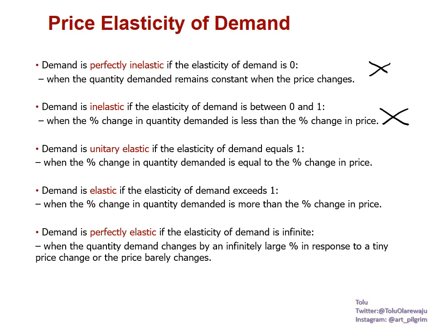The third condition is demand is unitary elastic if the elasticity of demand equals 1. What happens in this condition is the change in quantity demanded is directly equal to the percentage change in price. So you increase your price or you reduce your price and the percentage change in quantity demanded is directly equal to that increase or reduction in price. So everything cancels out. You increase your price, quantity demanded goes down by exactly the same proportion. You reduce your price, quantity demanded goes up by exactly the same proportion. So you have unitary elasticity.